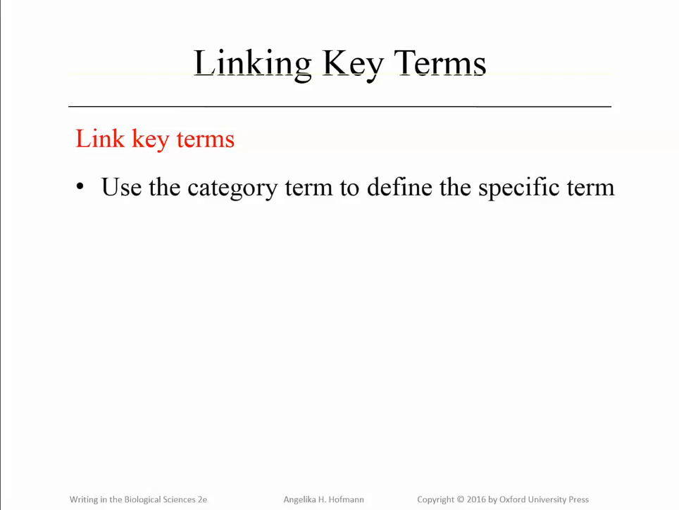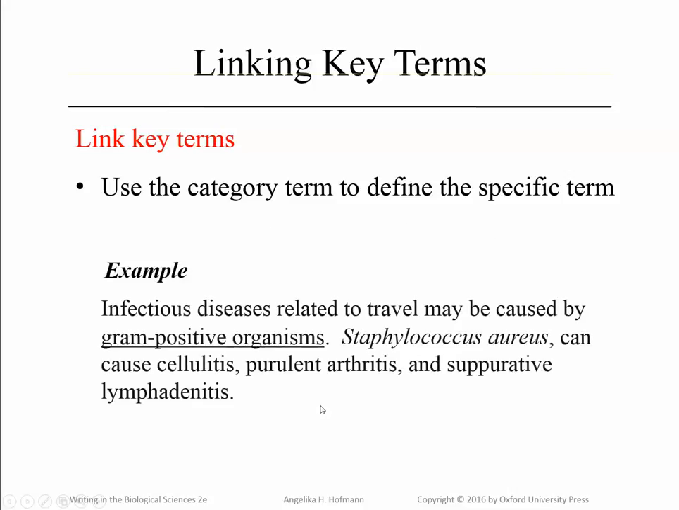Okay, so one of the things you can do, if necessary, is use a category term to help define the specific term. An example here would be, in this particular case, we've got infectious disease being caused by gram-positive organisms, so that's a large category that they belong to. But then we're going to talk more specifically about Staphylococcus aureus. So we've linked together Staphylococcus with gram-positive organisms, making it clear here that this is one type of gram-positive organism.